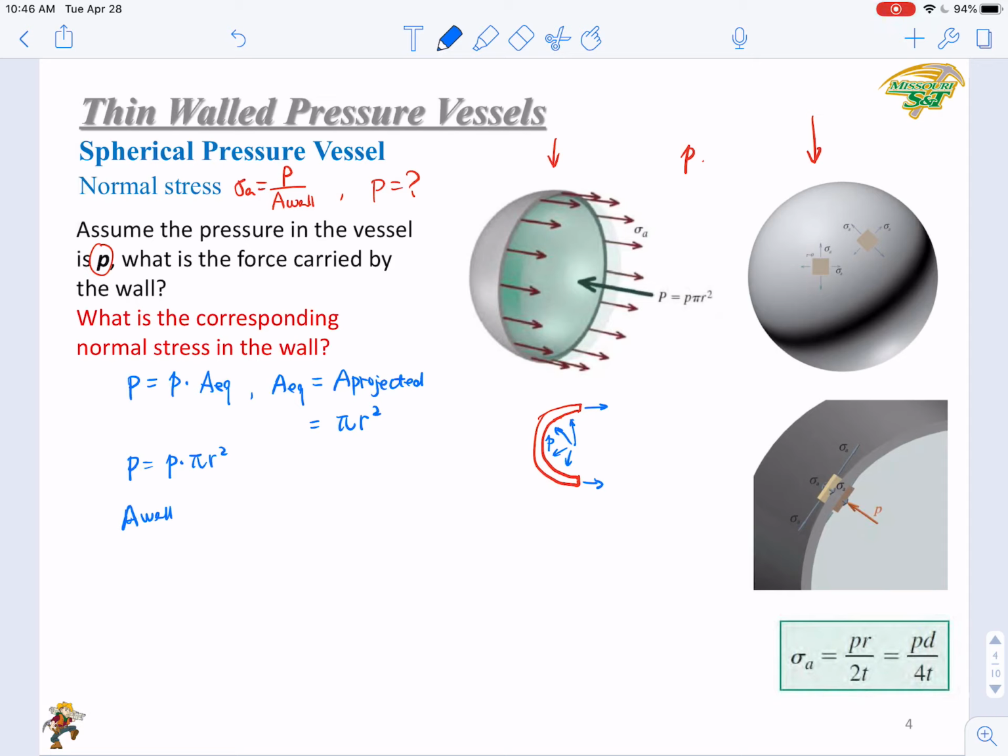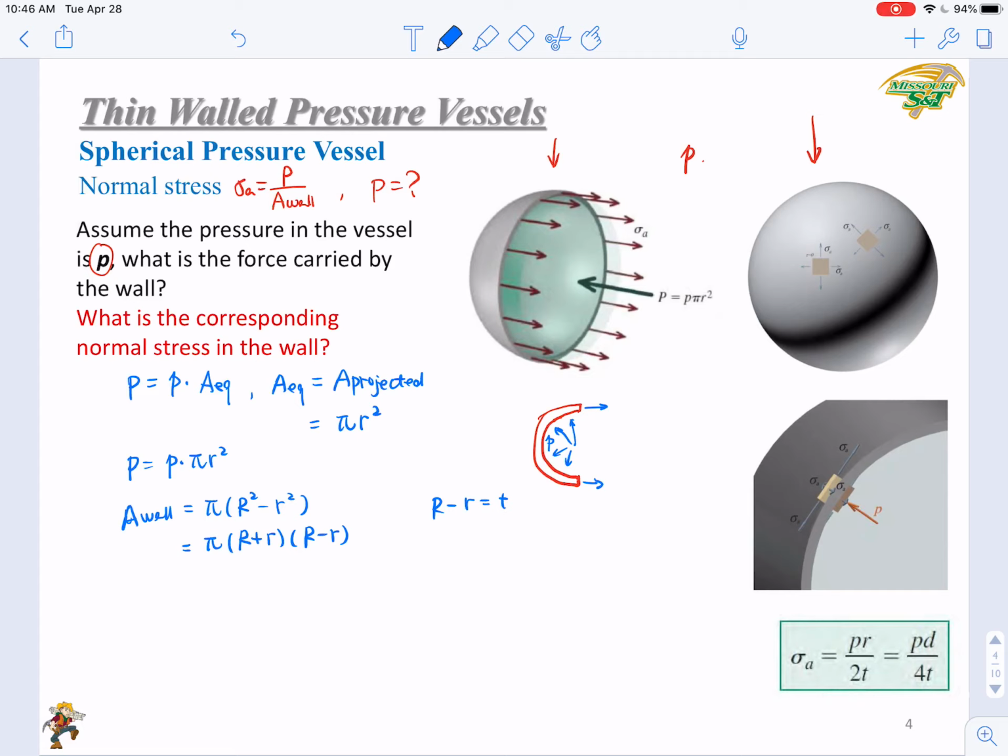What is the area of the wall? The cross-section area of the wall. It's a circle, so that is pi R squared minus r squared. This equation can be extended to pi times (R plus r) times (R minus r). Here R minus r equals t, the thickness of the wall.